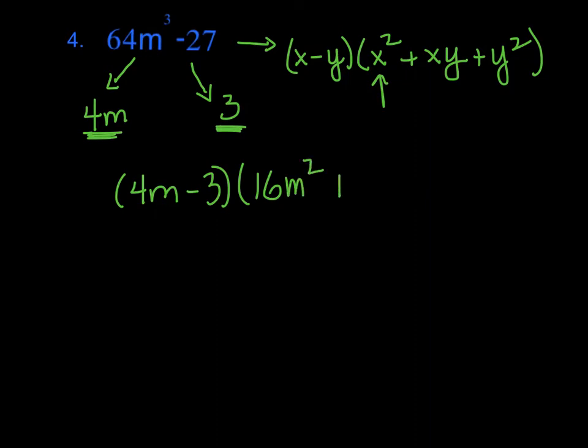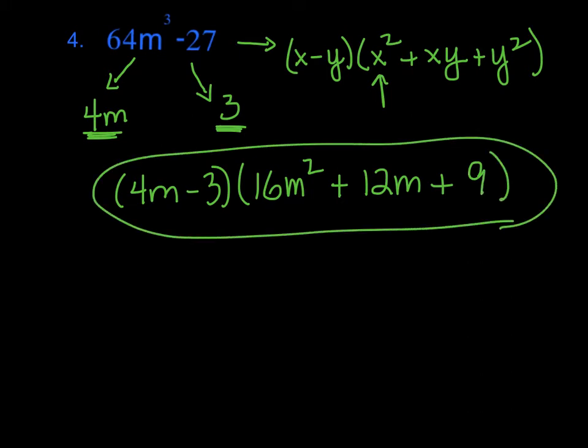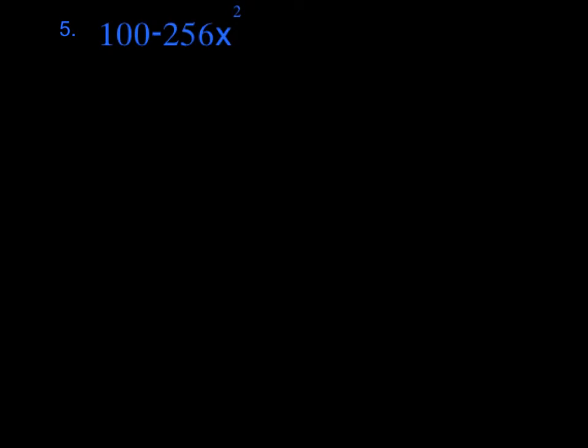Okay, plus xy. So xy means the 4m times the 3. So that would give me 12m plus, and then y squared. Now y is this last term right here, and we're going to square that. So that's going to be 9. There we go. All right, so we have a binomial.